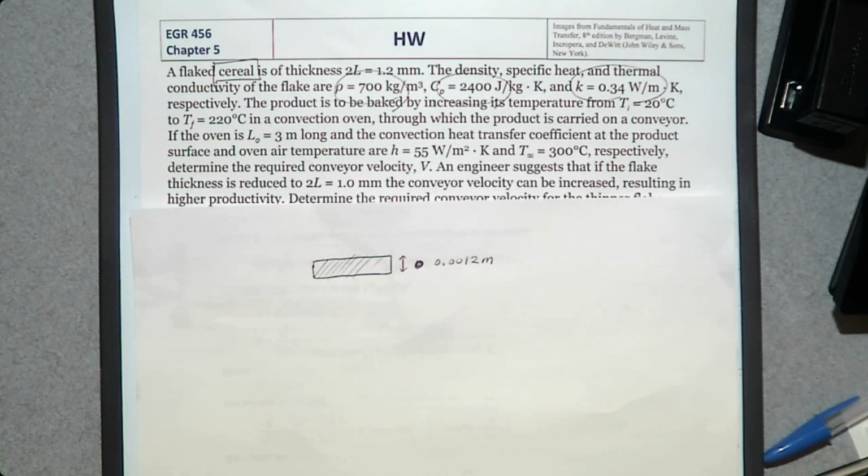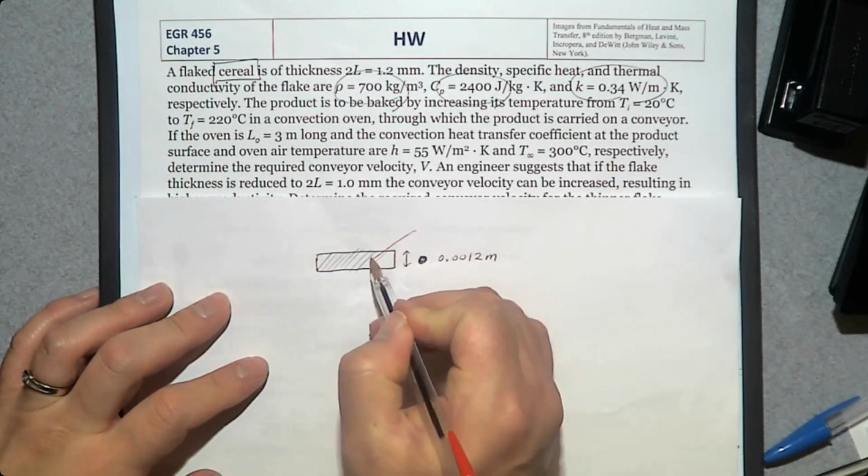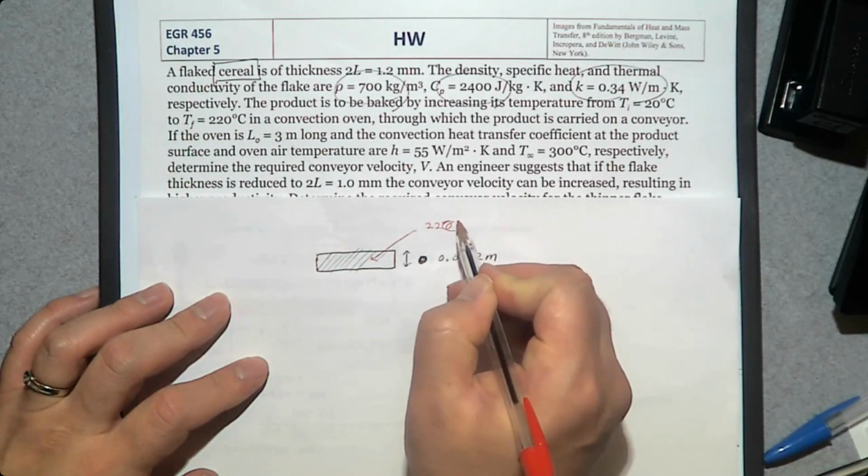The surface? Not really. At the center of this, the solid should be at the lowest temperature, right? So if the center of the solid is 220 degrees Celsius in the oven, away from the center should be greater than 220. So you can ensure that this cereal is cooked when the center is 220. So our assumption is that the temperature of the center is going to be 220 degrees Celsius.